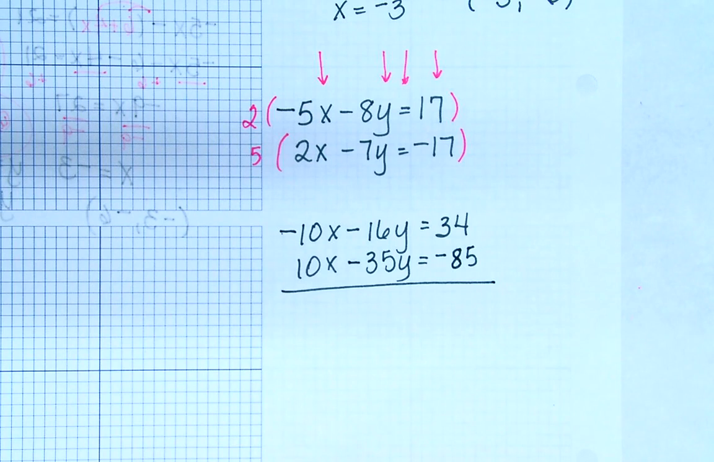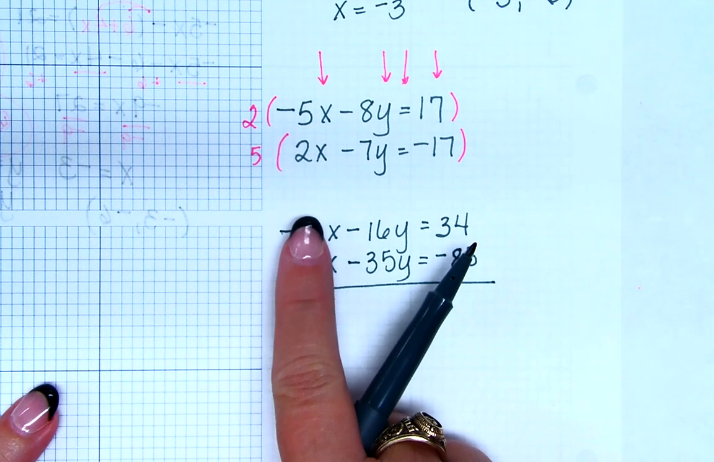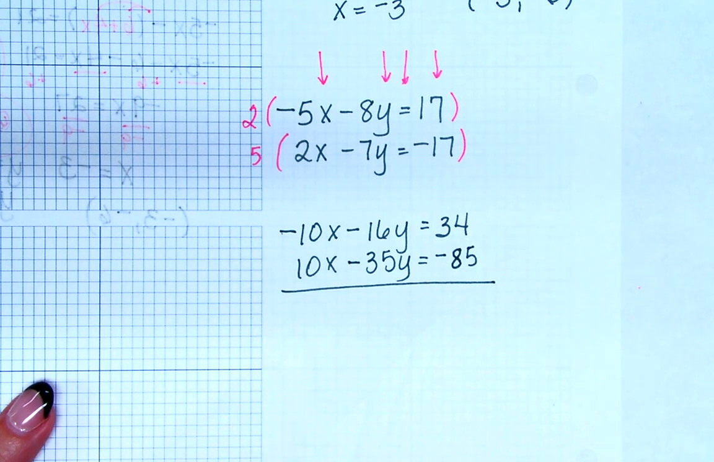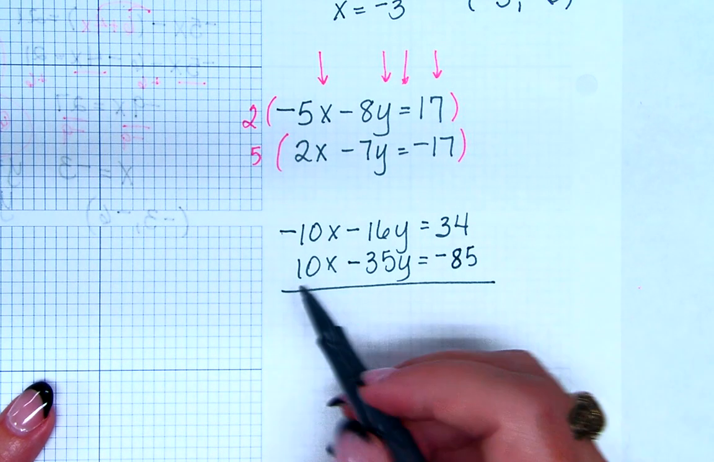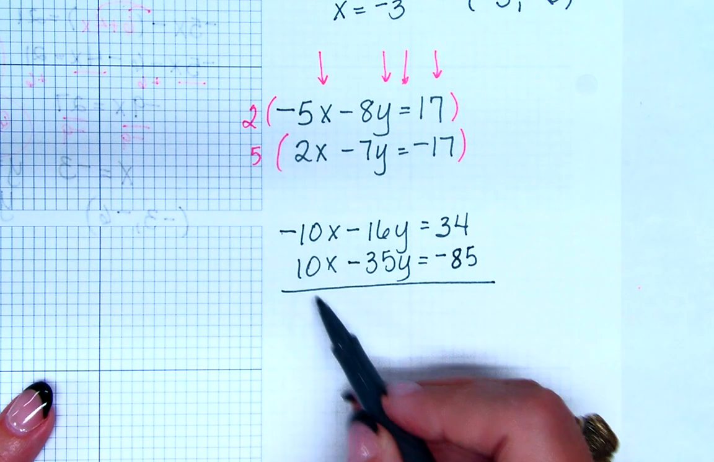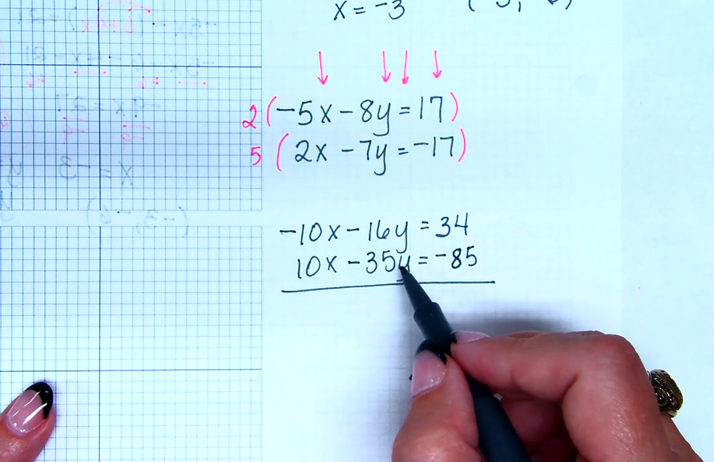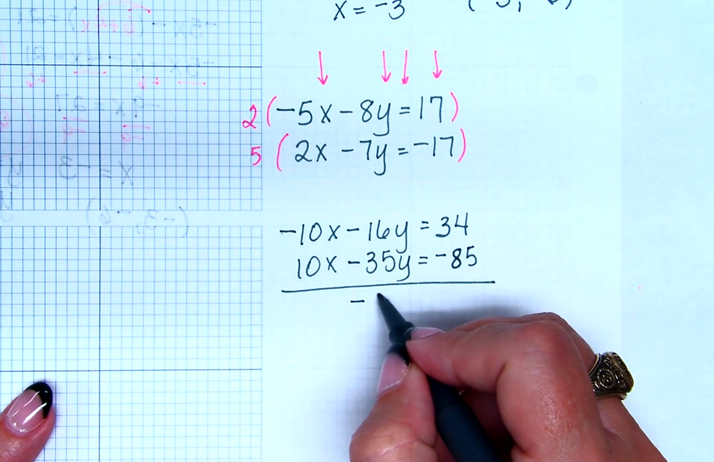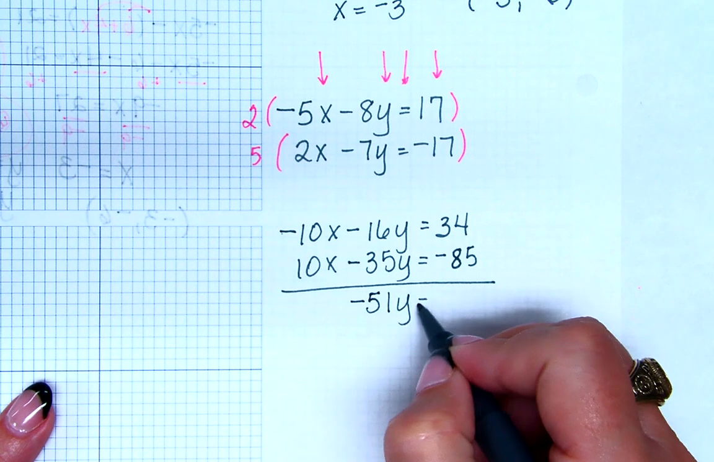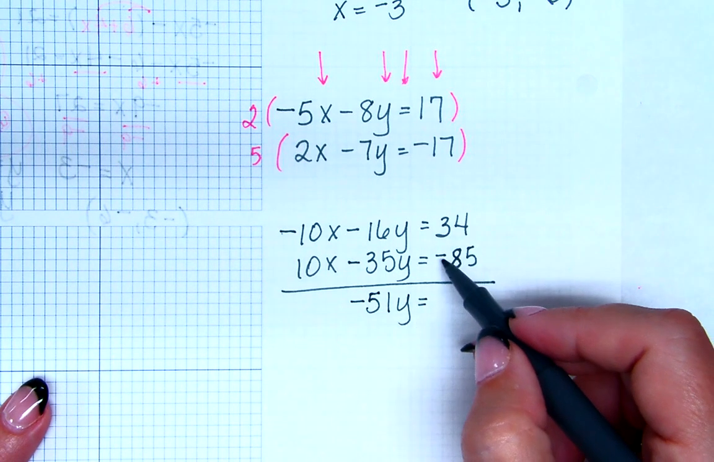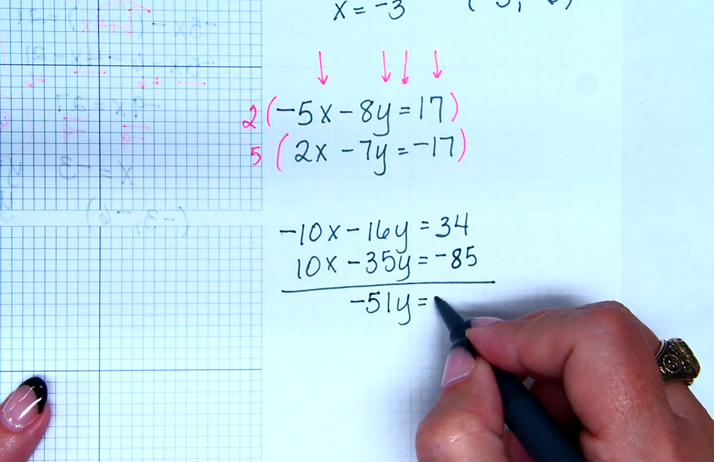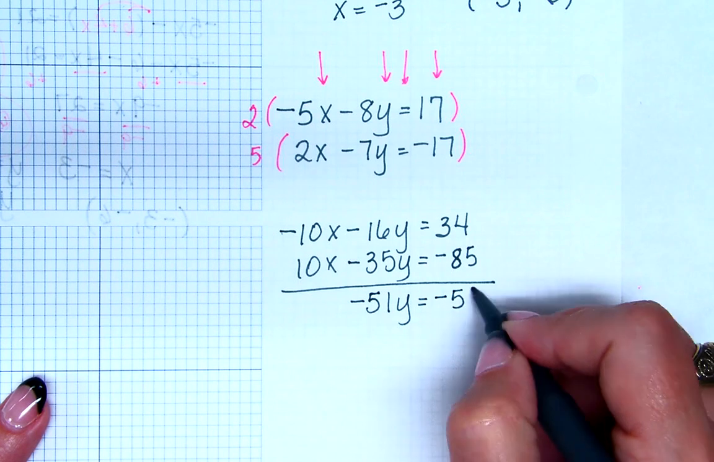Are you okay with us combining them at this point? What's going to happen if I combine them? The x's will be eliminated, won't they? Okay? So negative 10x and positive 10x is 0. Negative 16y and negative 35y is what? Negative 51y. And 34 and negative 85? Negative 51.